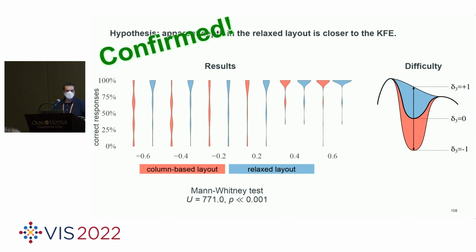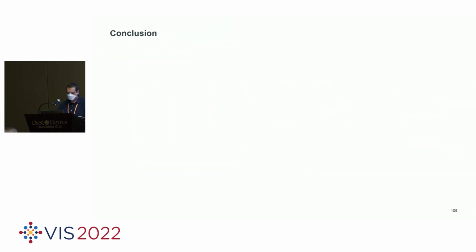Again, the result was confirmed, and we suspect that the result comes from those ragged shapes from the columnar layout. They don't help perceive the actual depth of valleys. So in conclusion, we think the relaxed layout is better.